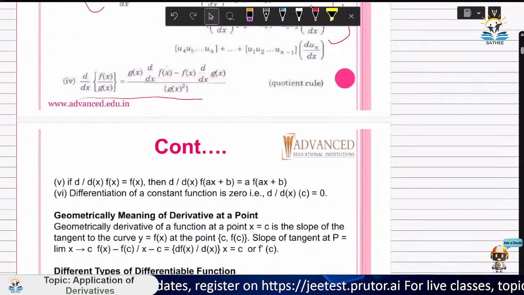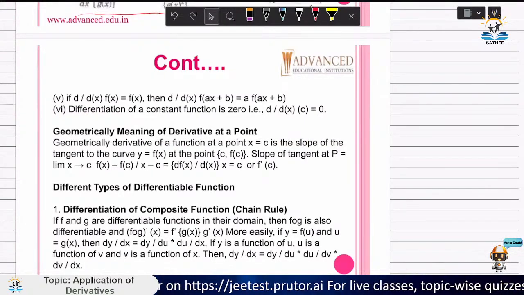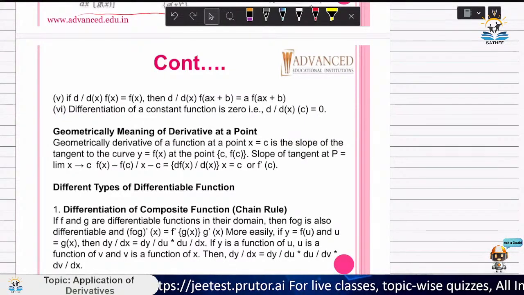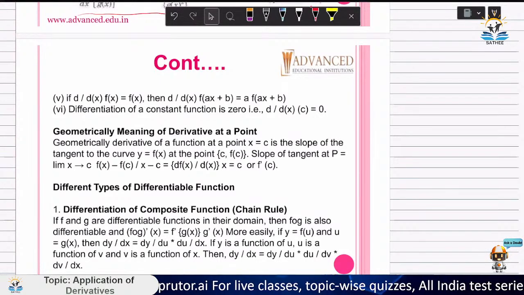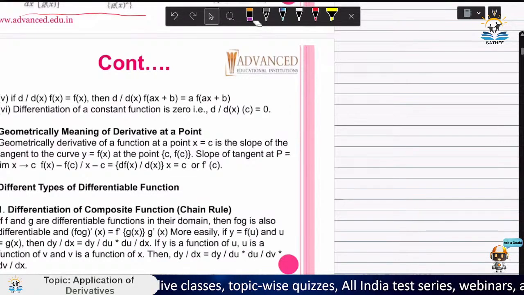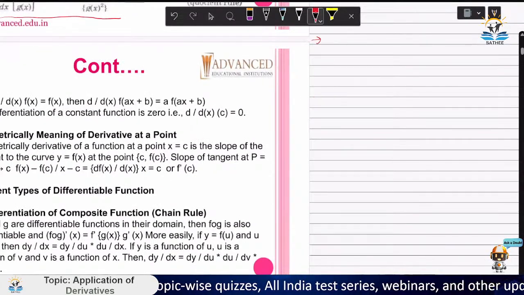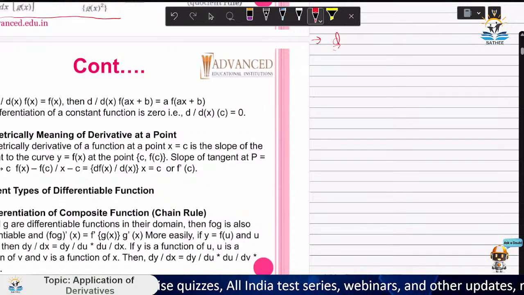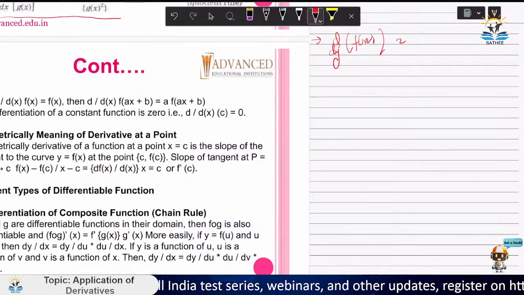So it is given that d by dx of f(x) is equal to f(x). Okay, so this is the identity that you can learn. What is this identity stating? Let me write it down. The identity is saying d by dx of F(x) is equal to f(x). It is given.